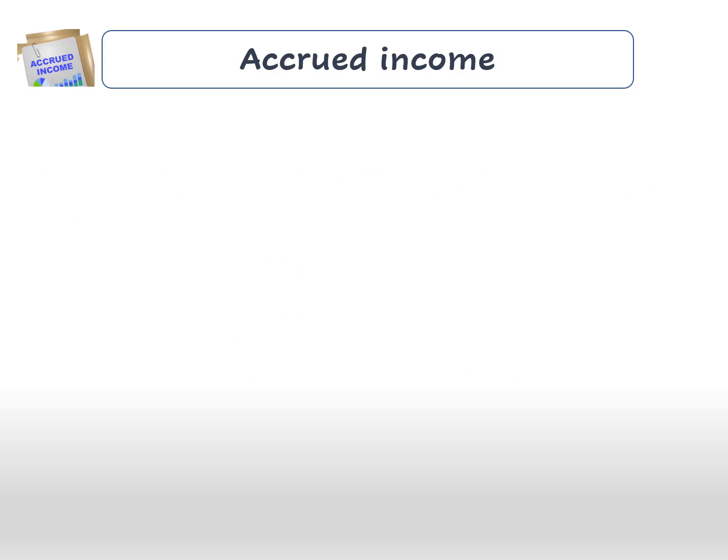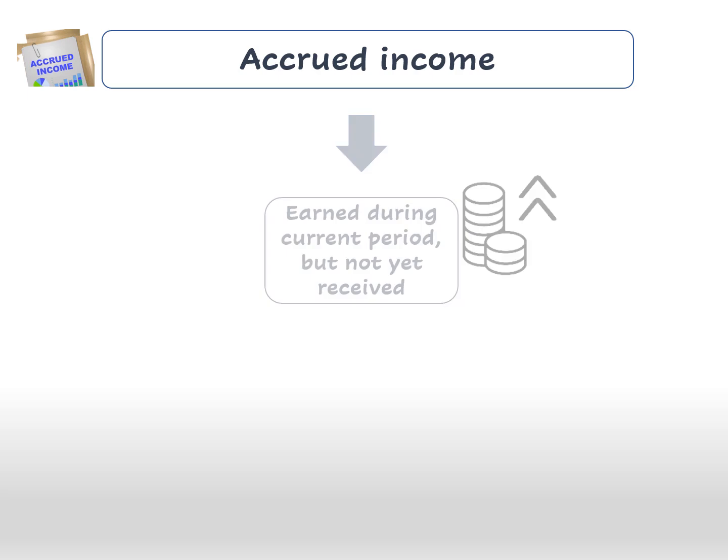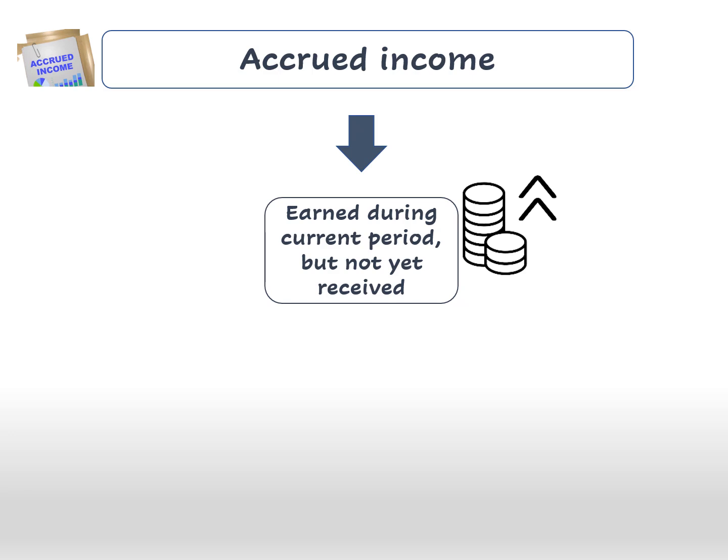Second new adjustment journal entry is accrued income. Remember I said that is income that is owing. So it is income that the business has already earned, but the client has not yet paid them. It is owing to the business. So it is earned during the current period, but not yet received. And because it's been earned during the current period, you need to recognize that income in the current period in spite of not having received cash.